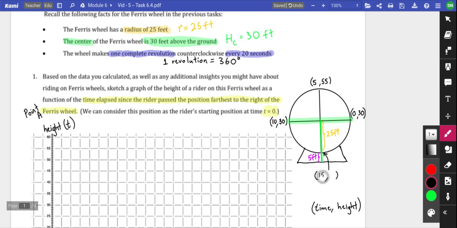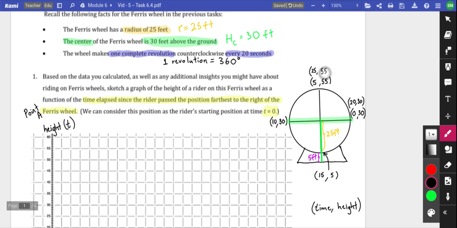This would be 15, 5. The center is at 30, but then the radius is 25, so we go 25 below the green line. If we continue going around in the Ferris wheel, next it would be 20 seconds. At 20 seconds, we are again 30 feet above the ground. 5 more seconds, that brings us to 25 seconds.